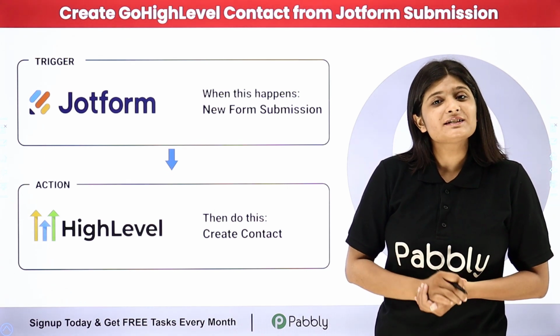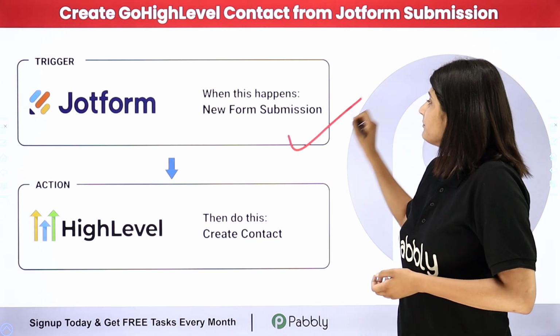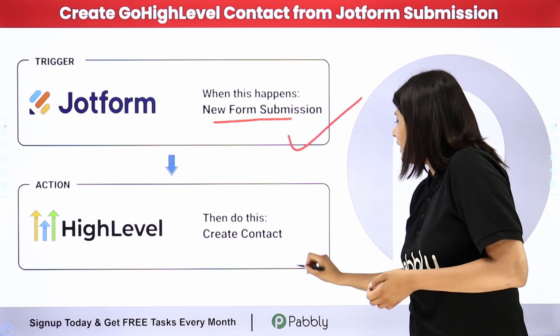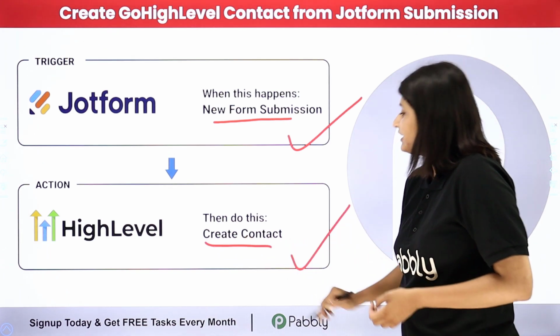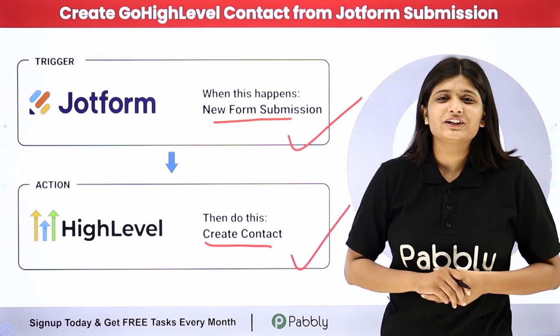Pabbly Connect runs on two principles, which are triggers and actions. Here, as my trigger application, I will take JotForm where the new form submission will be made, and in my action application, I will take Go High Level where the contact will be created automatically. If you want to learn this amazing automation step by step, let me take you all to my screen.